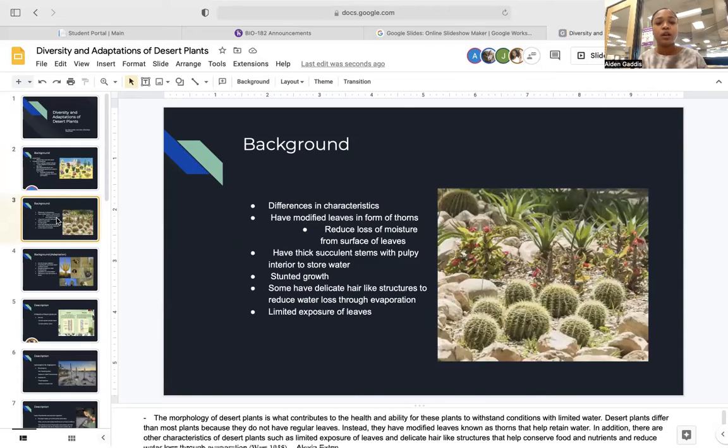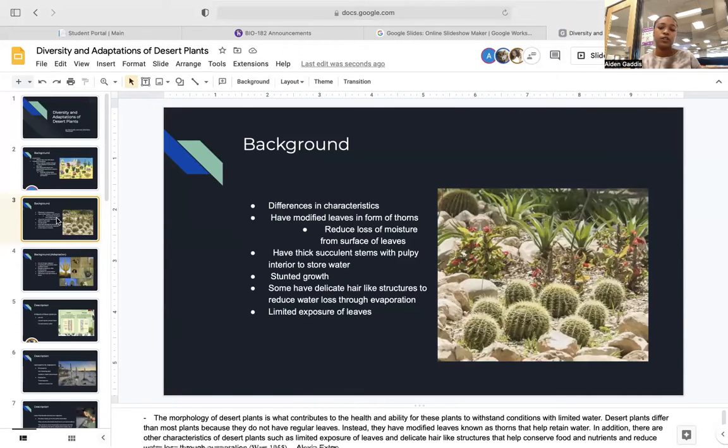In addition, desert plants differ in their characteristics. Most of them have modified leaves in the form of thorns, and this is to help reduce loss of moisture from the surface of the leaves. Also, when it comes to the morphology of desert plants, they have thick succulent stems with a pulpy interior to store water. And a lot of desert plants are stunted in growth.